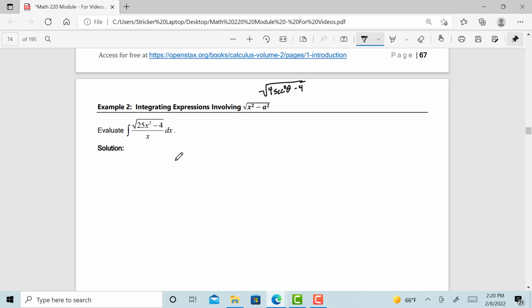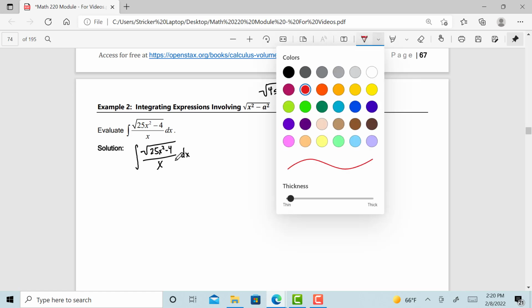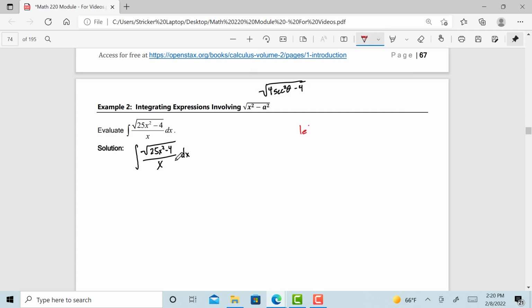So really, I guess my question is that if we want to integrate the square root of 25x squared minus 4 over x dx, what would we have to let x be in order for our square root part, that 25x squared minus 4, in order for that, we need it to look like this. What would we have to let x be? And remember, we're squaring it. It's not x, it's x squared.